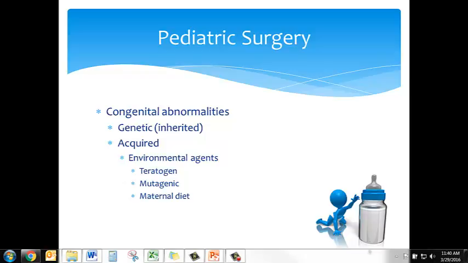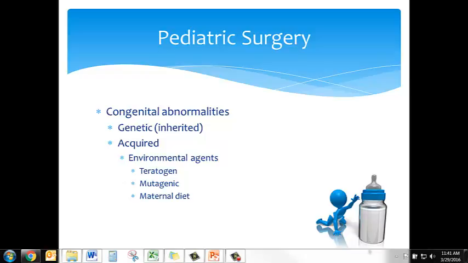Examples of environmental agents are broken down into teratogens, mutagens, and the maternal diet. Teratogens are anything that exists that can cause a malformation to occur during fetal life. Examples of teratogens include alcohol, prescription or recreational drugs, and bacteria and viruses.